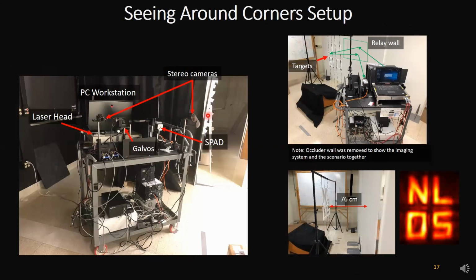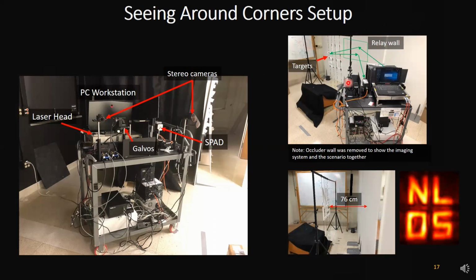Here's a picture of our imaging system. There's galvos here, this is a laser head, and there was a single pixel detector here that collected the data. In this case, we had our detector look at a single pixel of the wall, and we would scan the wall with the laser point by point. This was the first collection.